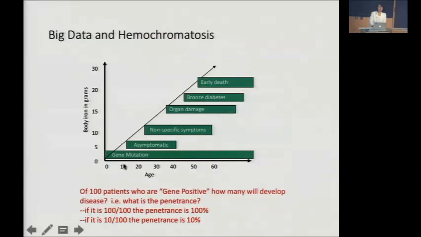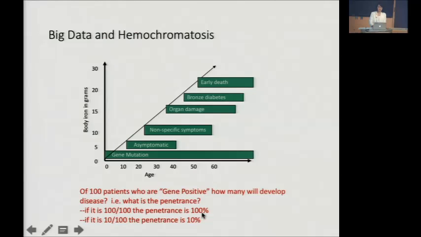So we know, though, that it's a genetic condition, and so people have the mutation at birth. They have a period of being asymptomatic, and then typically have deposition of iron and organ damage in midlife, so between the 40s and 60s. But how many people actually are born with the mutation but never develop any of the symptoms?